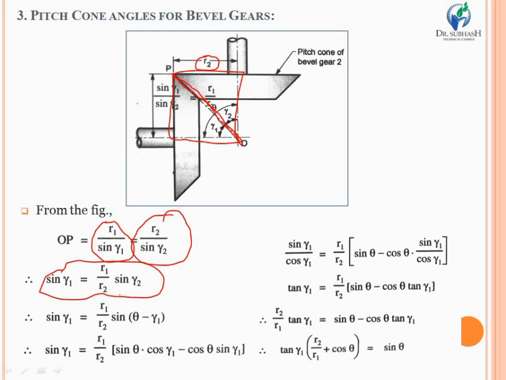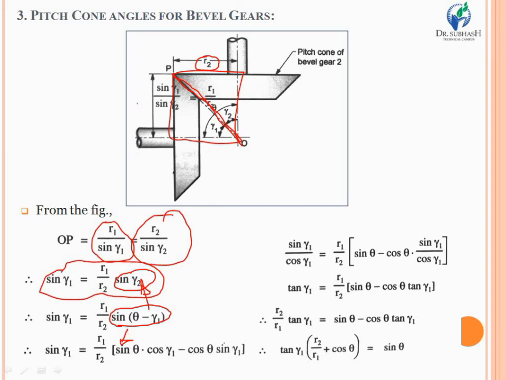You can further modify this relation by putting in the value of sin theta minus gamma 1, since sin gamma 2 is equal to sin of theta minus gamma 1. We know that sin of x minus y becomes sin x into cos y minus cos x into sin y, so sin of theta minus gamma 1 is replaced by the trigonometric relation, and it becomes R1 upon R2 bracket sin theta into cos gamma 1 minus cos theta into sin gamma 1.